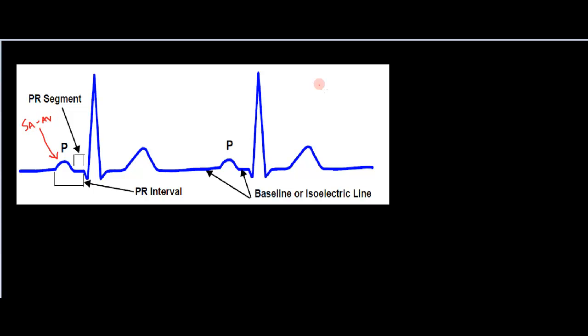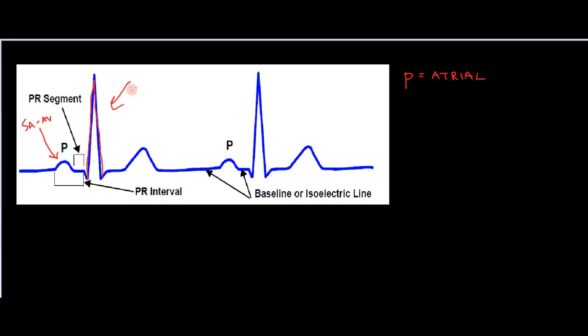And so we should be able to assume that a P wave is going to equal atrial contraction. Does that make sense? Because we know the electrical signal went from SA to AV, so we should have gotten an atrial contraction. The second thing is this part, what we call the QRS, this big thing.